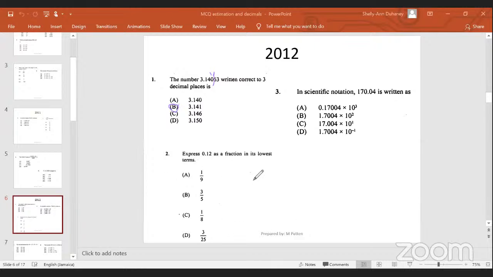Number 2, 0.12 as a fraction in its lowest term. D. What is the answer? D. All right, let us prove it now. How do we get D? 12 over 100 in its simplest form. All right, so 12 over 100.